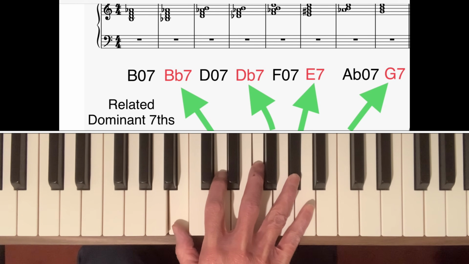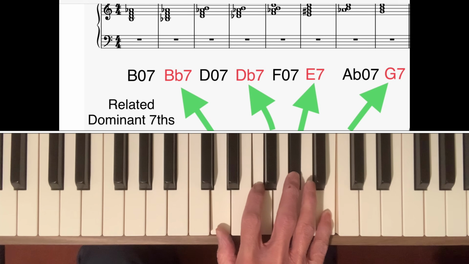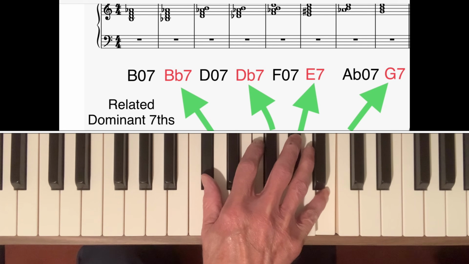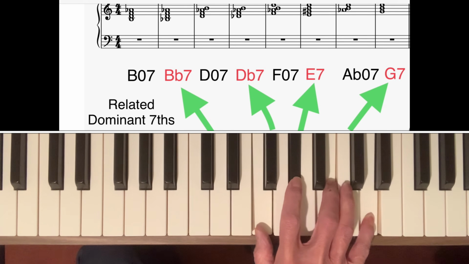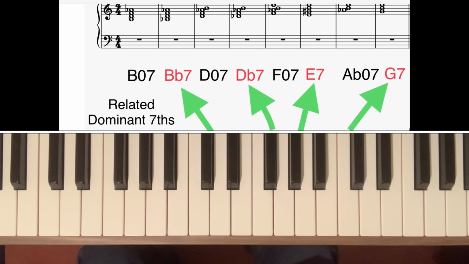Now let's look at the diminished seventh chord in inversions. Let's take the B up to there. And now lower the lowest note by 1 semitone, and we get a D flat 7. Let's look at the next inversion. Lower the F by 1 semitone, and we get an E7. So what Barry Harris said was that the G7, B flat 7, D flat 7, and E7 are all related dominant seventh chords.